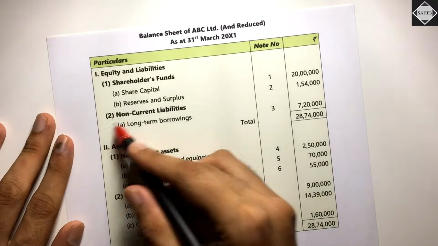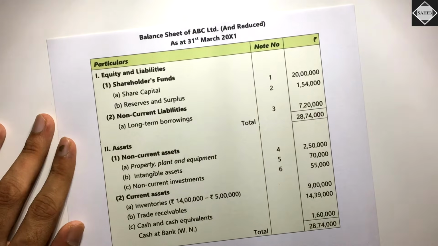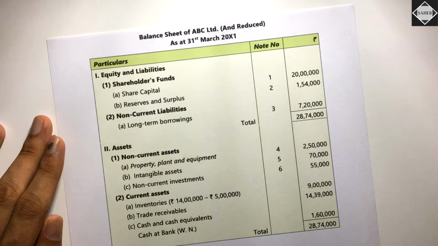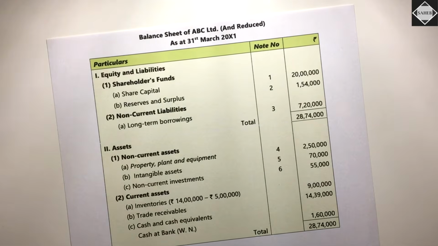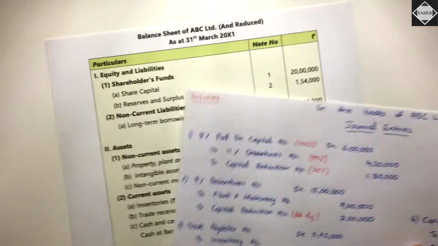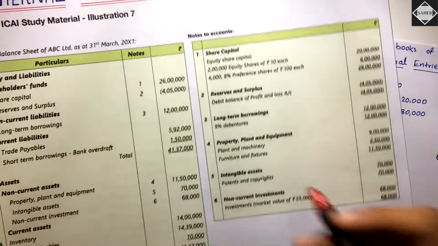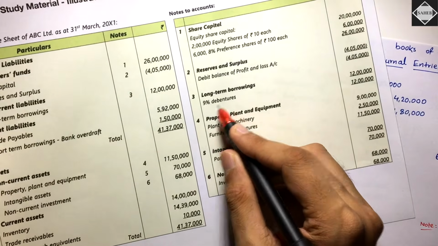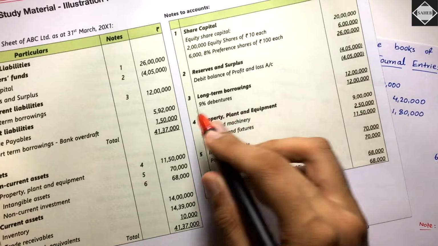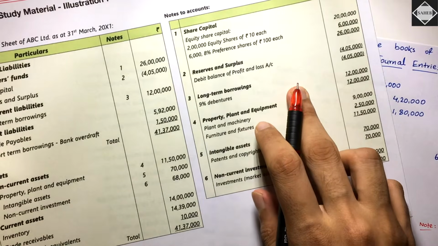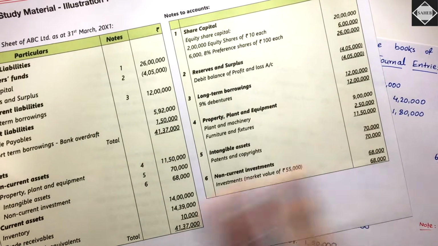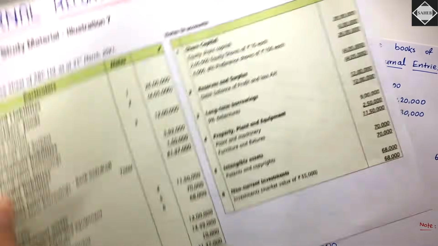And then under non-current liabilities, we have long-term borrowings, the debentures. So what happened to debentures? Let's see the entries. In the previous balance sheet we had 9% debentures of 12 lakhs. But this was cancelled, because they took our plant and machinery. 9% debentures are no more.